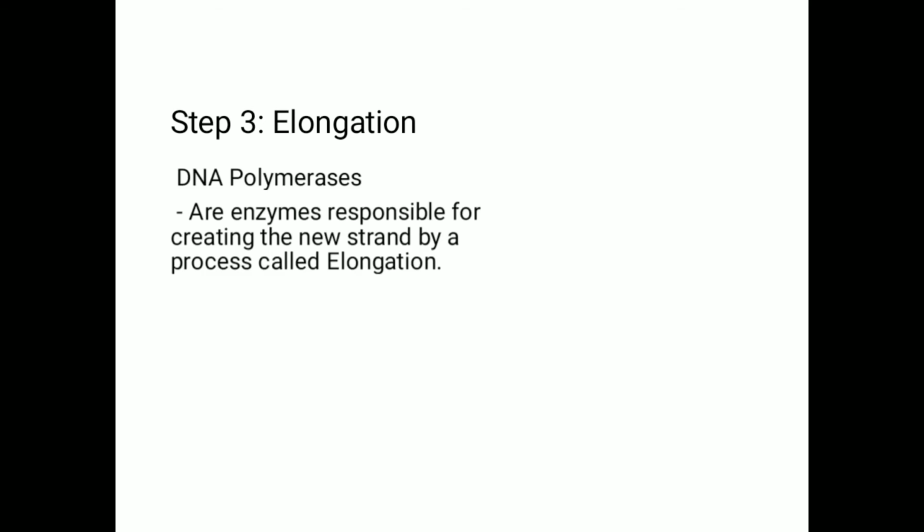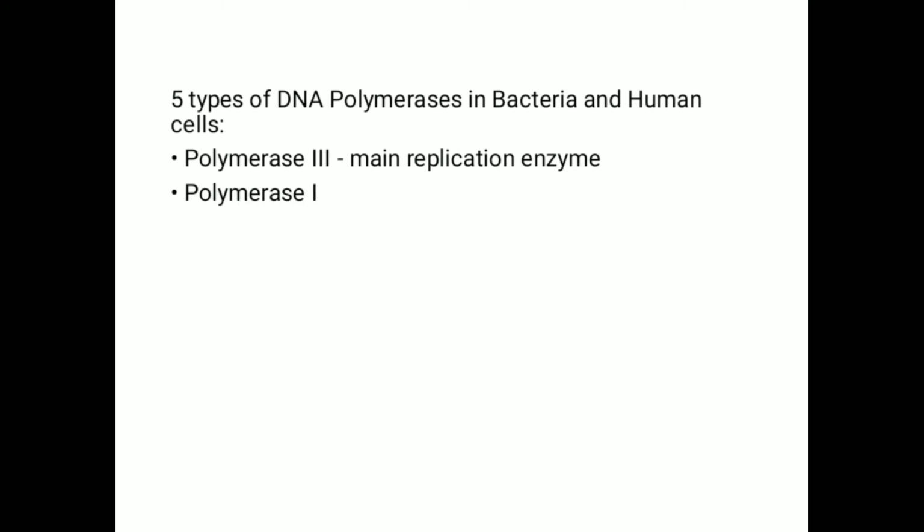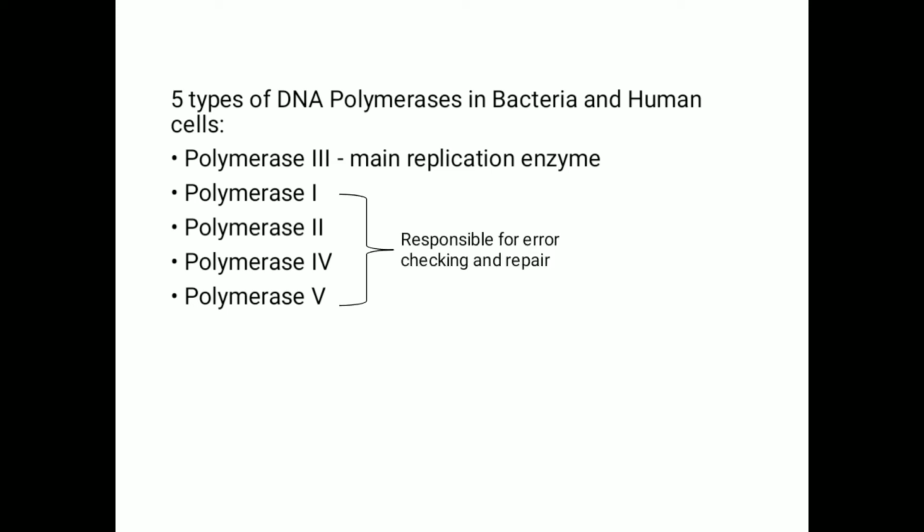Step number 3, elongation, which involves DNA polymerases. DNA polymerases are enzymes responsible for creating a new strand by a process called elongation. There are 5 types of DNA polymerase in bacteria and human cells: polymerase 1, 2, 3, 4, and 5. Polymerase 3 is the main replication enzyme, while 1, 2, 4, and 5 are responsible for error checking and repair.